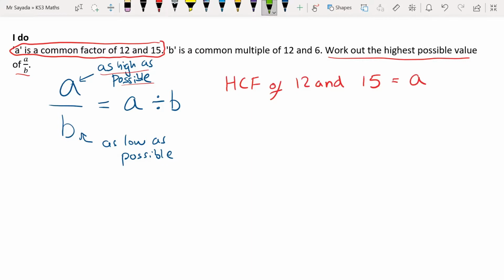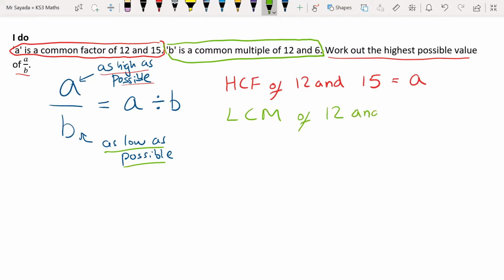Now let's look at the next part. B is a common multiple of 12 and 6, and we want B to be as low as possible. So if we want B to be a common multiple of 12 and 6, but to be as low as possible, we want the lowest common multiple. So we want the lowest common multiple of 12 and 6, and that's going to be B.